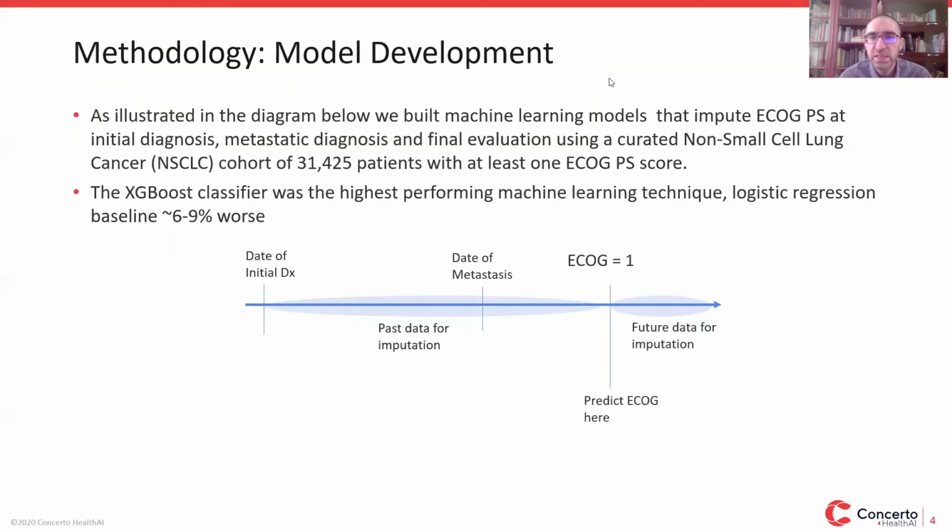One thing that you can see in the diagram at the bottom is that you can talk about past data and future data, and we'll show the impact of how we set up this imputation problem and how it affects performance in the following slides.